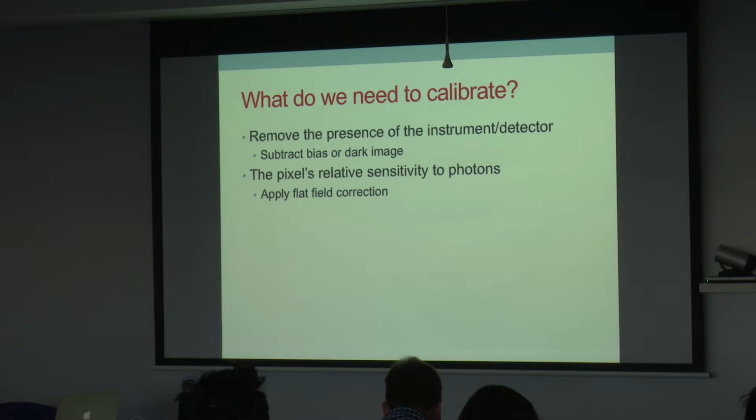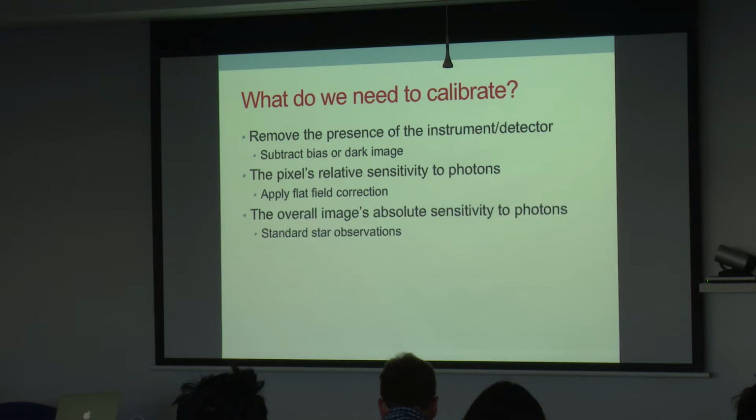The other issue relates to the detector itself. Each pixel on your detector is sensitive to photons, but they're not all manufactured in exactly the same way, and so they'll react differently to photons. To correct for that, you'll do what's called a flat field correction. You want to calibrate your image, though, to other people's work.